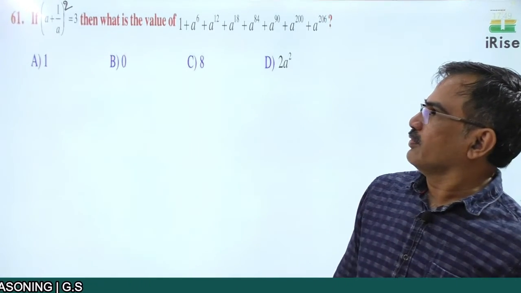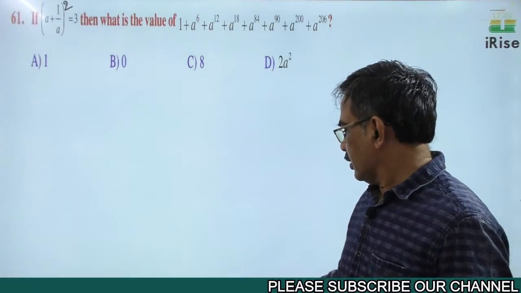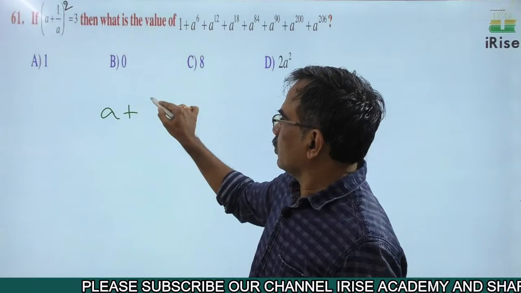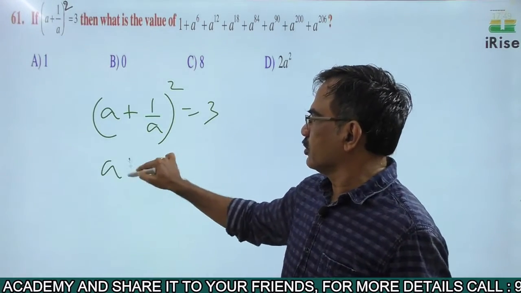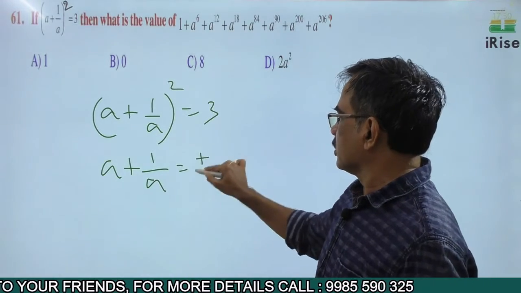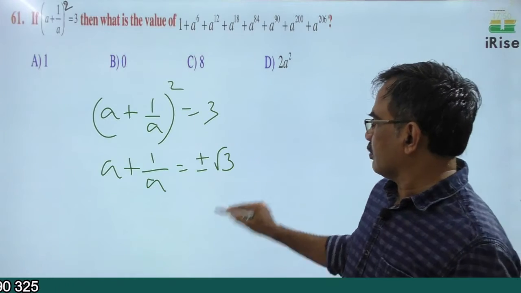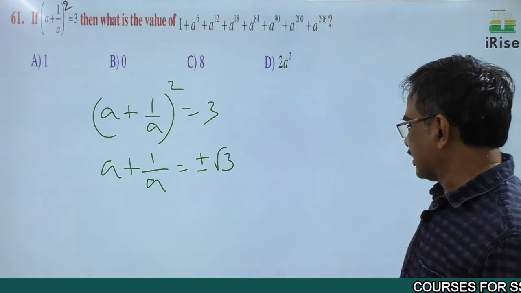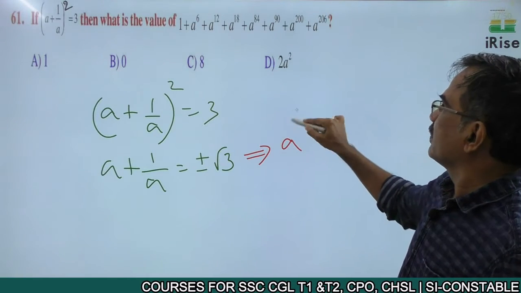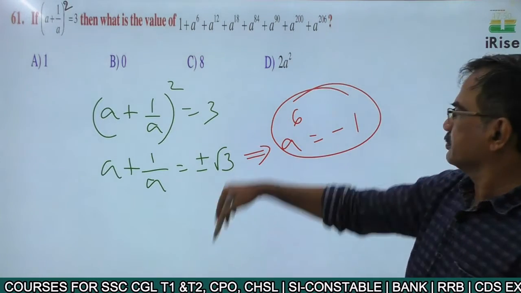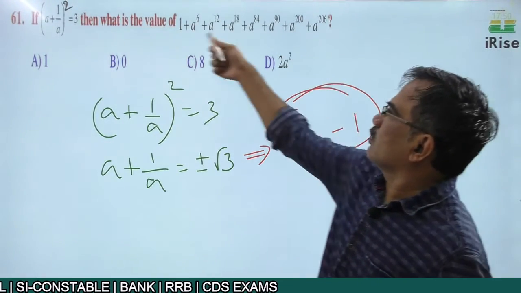See the question: if (a plus 1 by a) whole square is equal to 3, given, so a plus 1 by a is equal to either plus root 3 or minus root 3. So if a plus 1 by a is either plus root 3 or minus root 3, I have given a conclusion: a power 6 is equal to minus 1. So if a power 6 is equal to minus 1, what about the question?